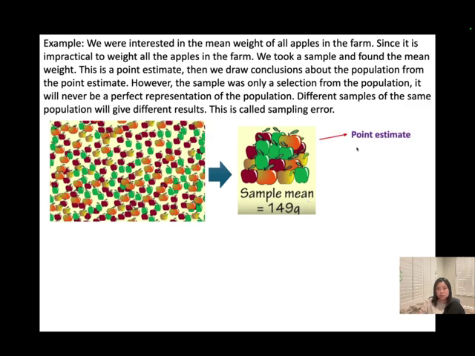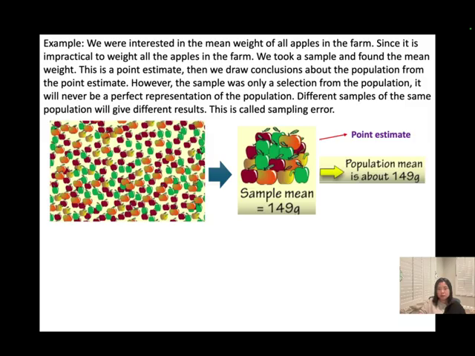And we call this the point estimate, right? A single value, the point estimate. We will use the sample mean to approximate the population mean. So we believe that the population mean is about 149 grams. This is what we covered in Chapter 3.